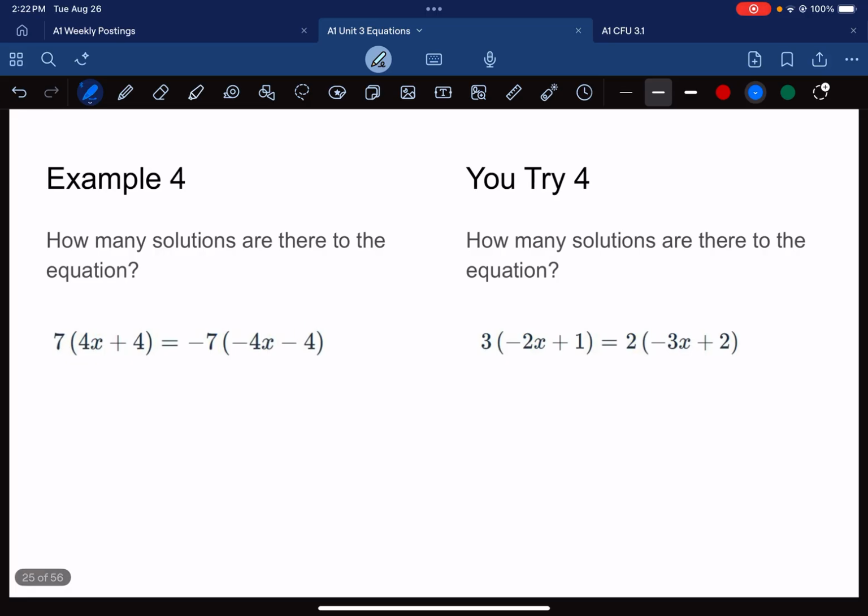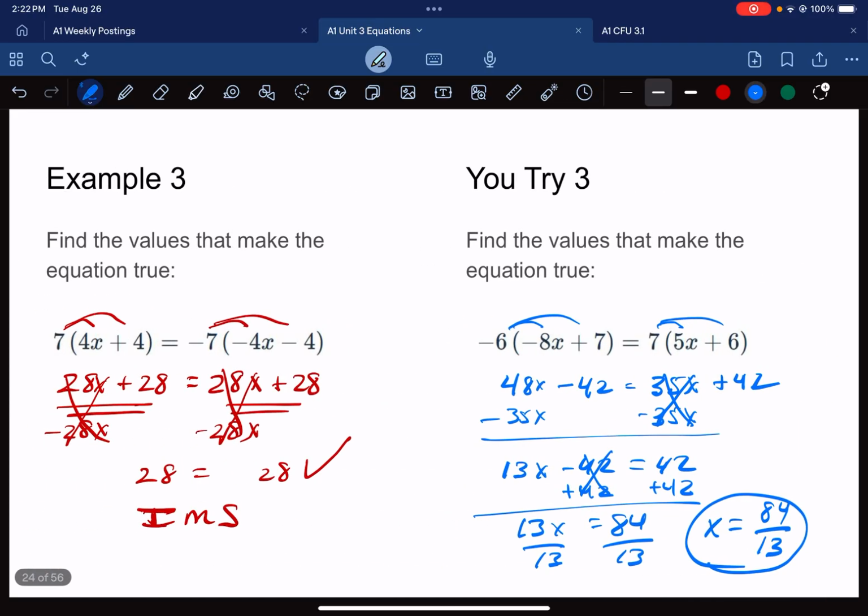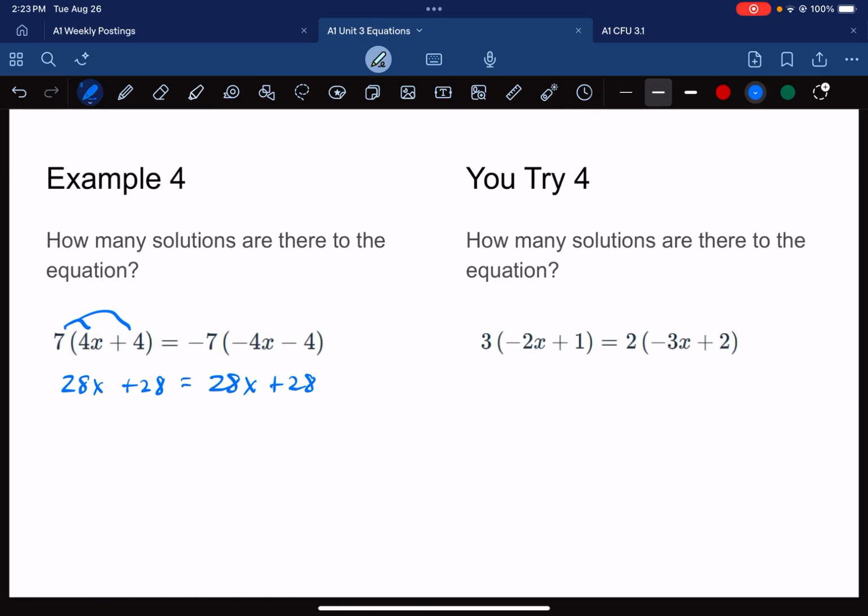How many solutions are there to this equation then? Well, let's just distribute. That's going to be 28x plus 28. And then negative 7 times negative 4 is a positive 28x plus 20. I feel like we did this problem before. Oh, this is the same question as the other one. We already know the answer to that. All right, you try this one over here. This one looks different. Yes.